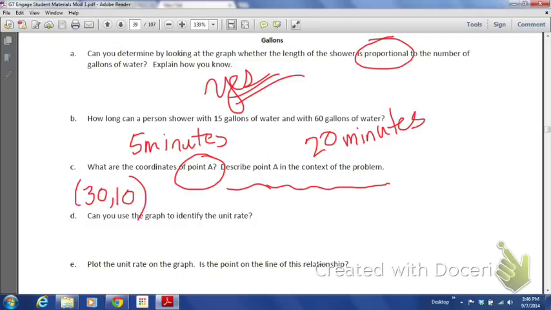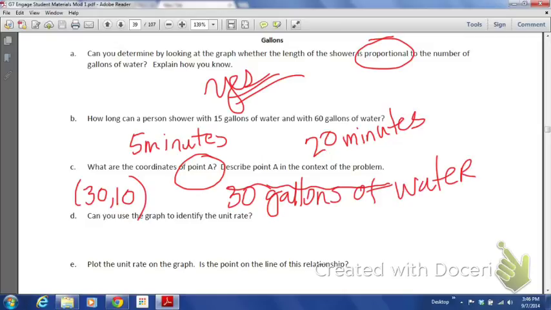And in terms of describing that point in the context of the problem, we would just say that 30 gallons of water would equal a 10-minute shower.